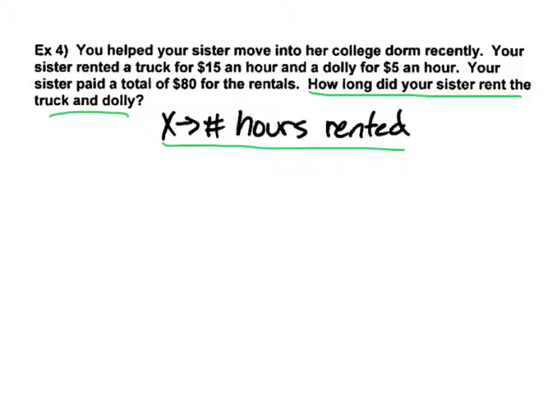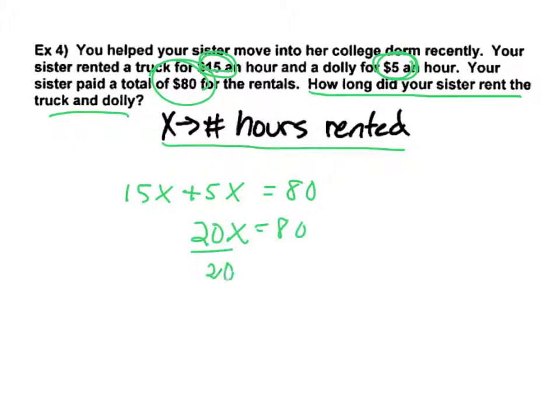Then we write an equation. So look at our numbers. It says $15 an hour and $5 an hour. So 15 times the number of hours plus 5 times the number of hours would be equal, and it's always going to equal the total, whatever the total is. So now that's our equation. So on this one, we're going to combine like terms and then divide by 20, and we would get 4. So she rented the dolly for 4 hours.